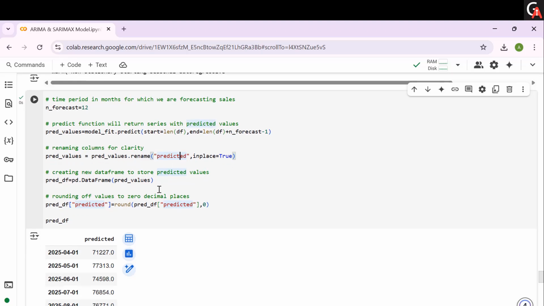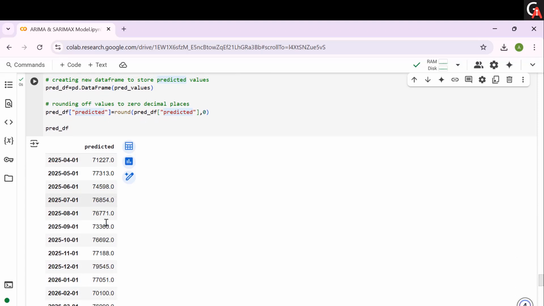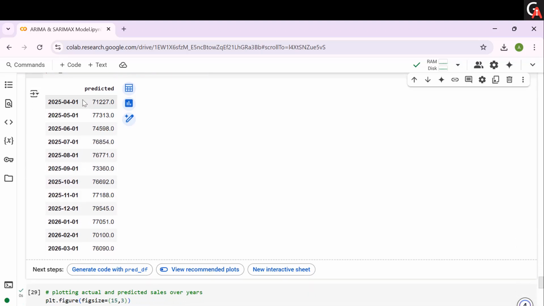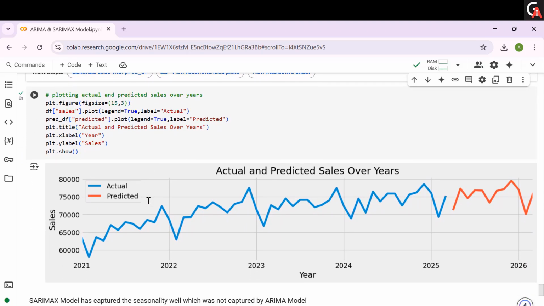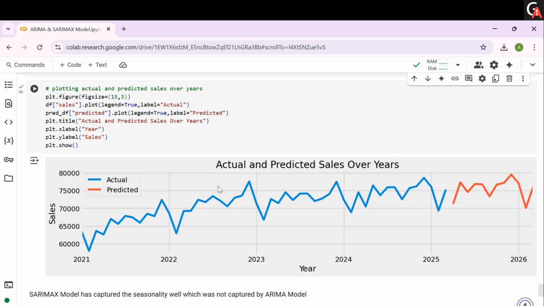I have again renamed the columns and rounded the values to 0 decimal places. So this SARIMAX model has given the prediction for the next 12 months onward, from 2025 April till 2026 March. Now let us plot the actual and the predicted sales for that grocery store over the years. The blue line indicates the actual sales and the red line indicates the predicted sales, with the year on the x-axis and the sales values on the y-axis.